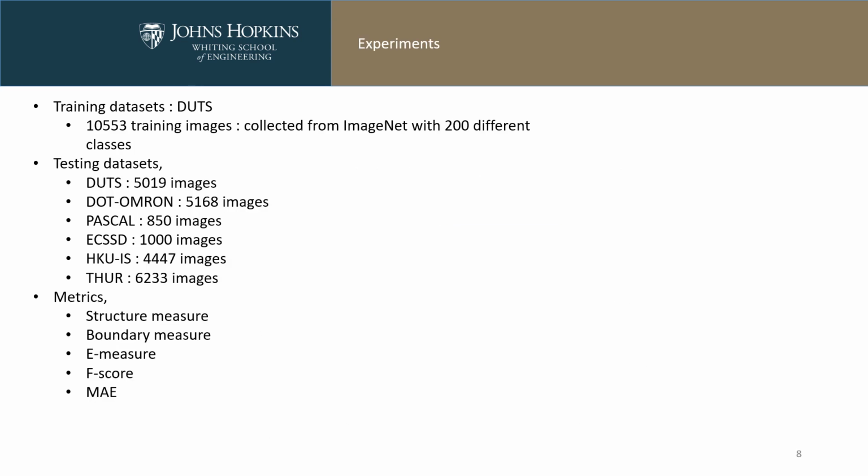To compare our 3SD method with the state-of-the-art methods, we train all the modules in the proposed 3SD method from scratch using the training dataset DUTS dataset, which contains 10,553 training images, and we use the following 6 benchmark datasets to evaluate the performance of our 3SD method and the state-of-the-art saliency object detection methods. We use the following 5 metrics to compare our method against the state-of-the-art methods.